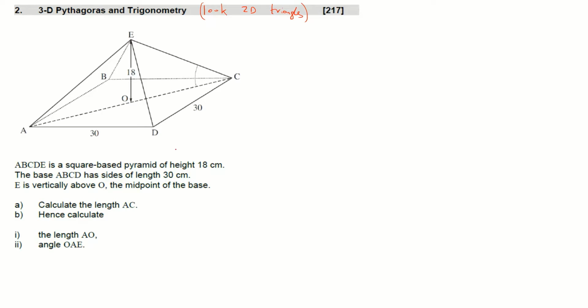So this is a square base pyramid. That means all the sides on the base are 30, and it's got height 18. The base ABCD has got length of 30, and E is the top of the pyramid. It's above O, the midpoint of the base. So find the length of AC. Okay, well, first things first, where is AC? Here's AC here.